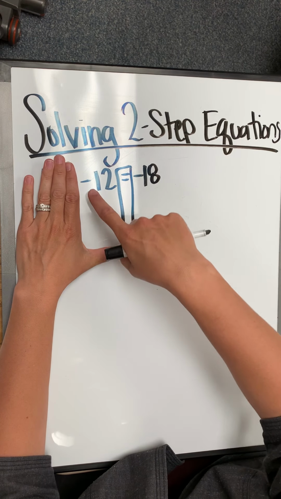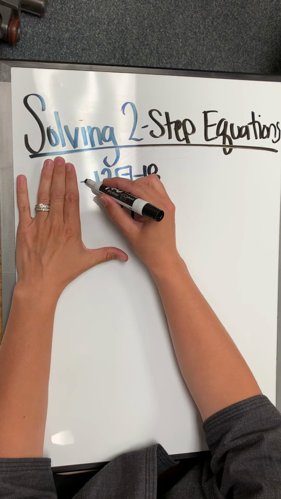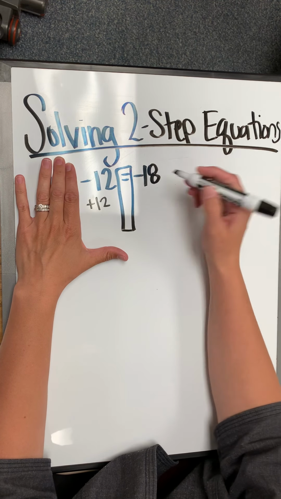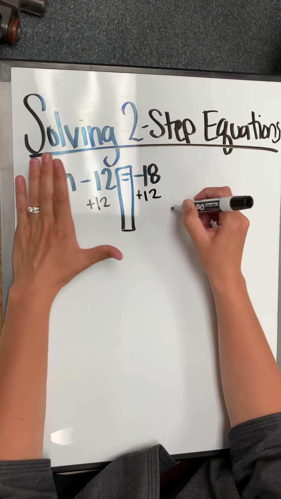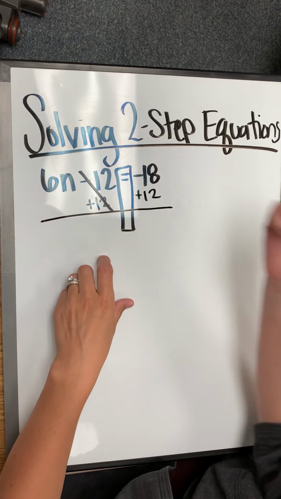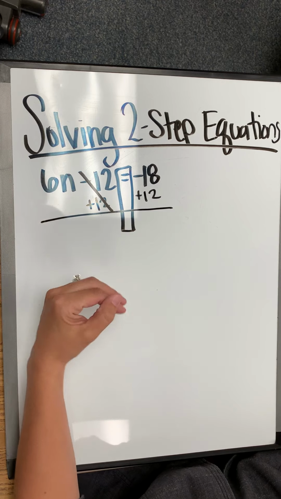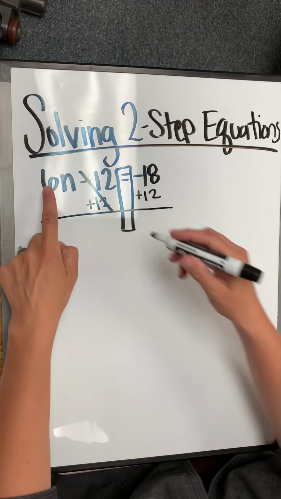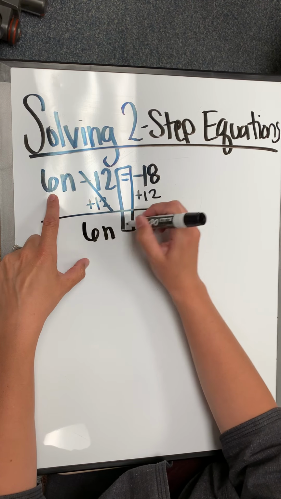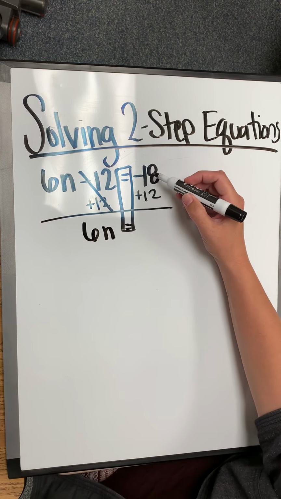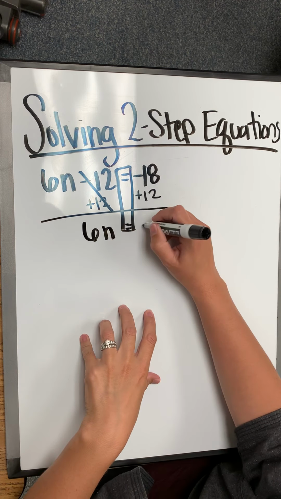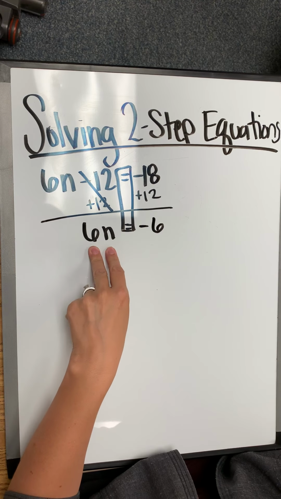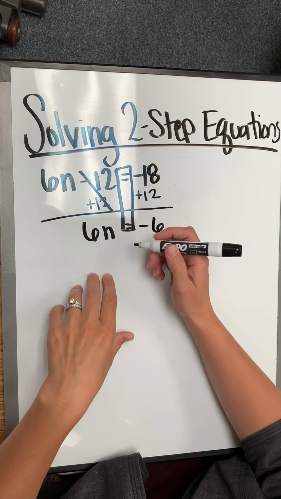So we are getting rid of a negative 12. We do the opposite. Opposite of a negative is a positive. So we'll add 12 to that side. We'll add 12 to that side. It's gone from this side. Negative 12 plus 12 is 0. So that's how we get rid of it, is we zero it out. Still over here, we have 6n. Now, negative 18 plus 12 is a negative 6. I still have something with my variable.